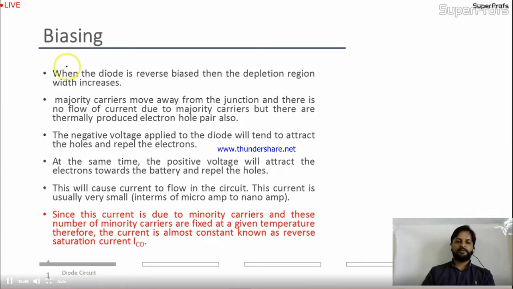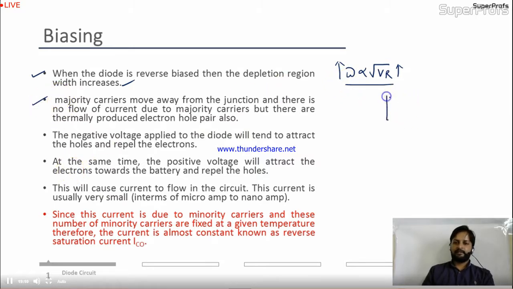So what is going on in the biasing? When the diode is reverse biased, the depletion region width increases. Is it okay? We talked about this, and W is proportional to the square root of VR. When you increase the reverse bias, the width will increase. Majority carriers move away from the junction and there is no flow of current due to majority carriers, but there are also thermally produced electron-hole pairs. The second point is clear to you people.